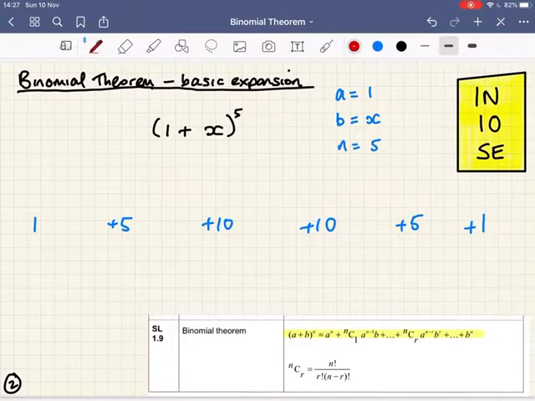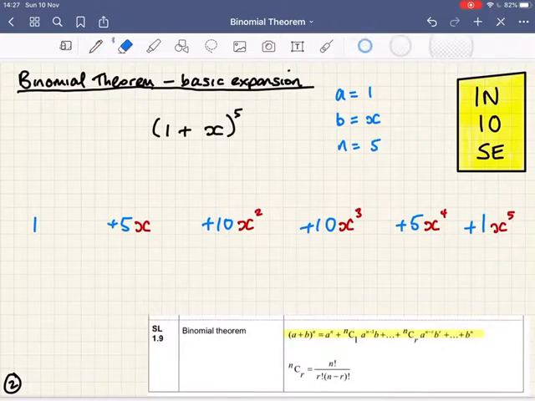So the first one doesn't have any power for b, it's b to the power of 0, so b doesn't exist there. In the second term, I have a to the power of 4, 1 to the power of 4, don't need to write it, multiplied by b to the power of 1, so in other words just x. And then following the pattern, you'll see the next one becomes x squared, the next one's x cubed, x to the power of 4, and then x to the power of 5. 1 doesn't come into play here, I can just ignore it. And that gives me a very, very simple binomial expansion.